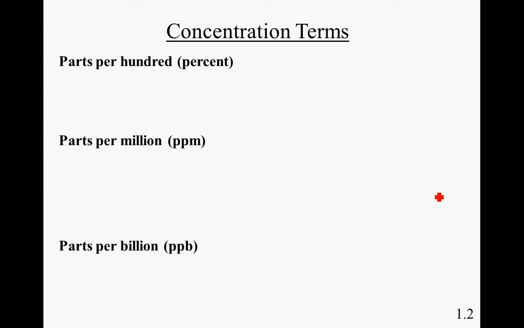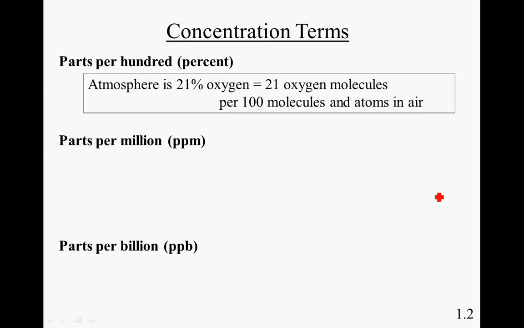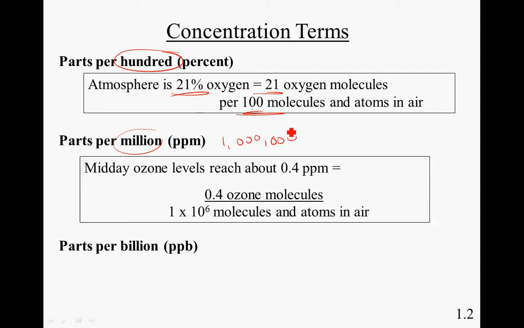So let's take a look at the concentration. The first one, the percentage, that's parts per 100. That means that part of it is going to be out of 100. For instance, 21%. For every 100 molecules, 21 of them will be oxygen. Parts per million is now we're talking about a million.